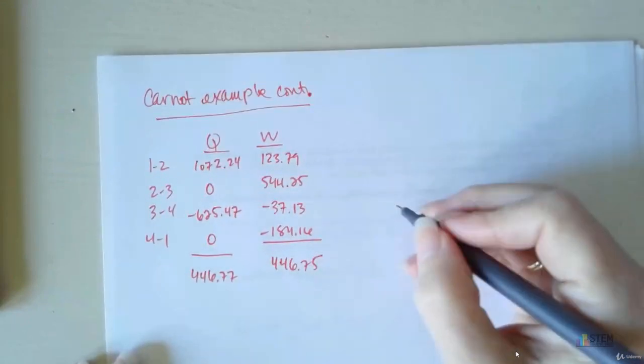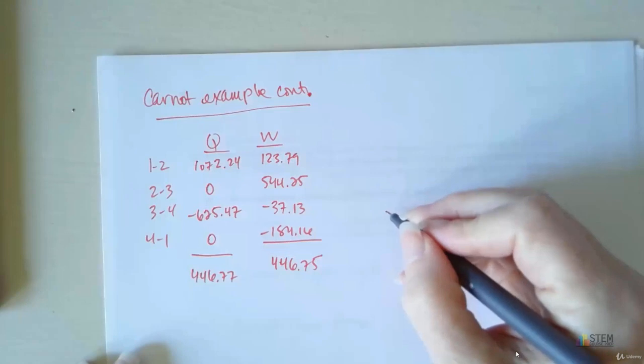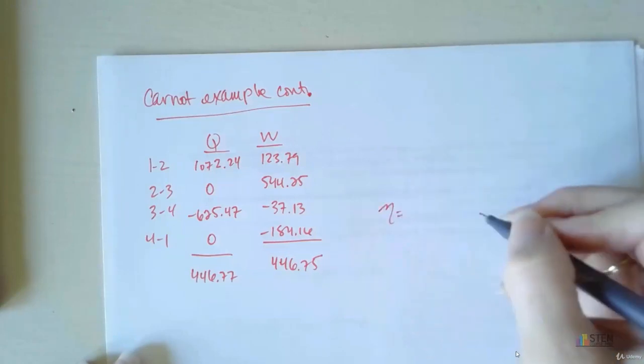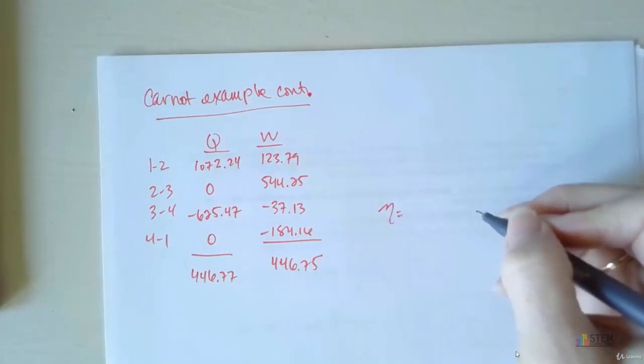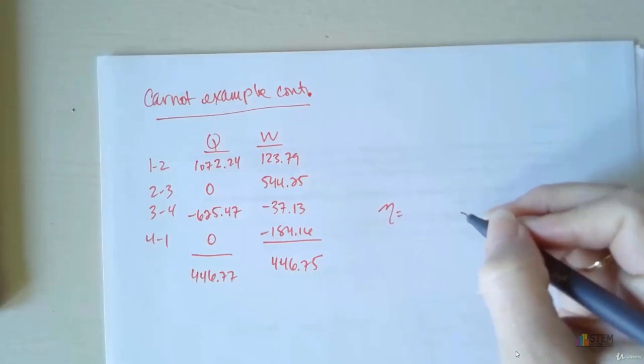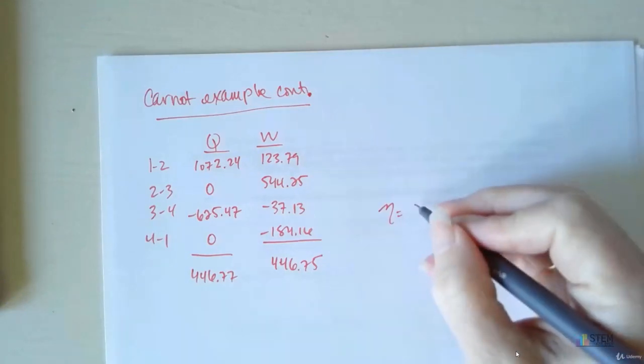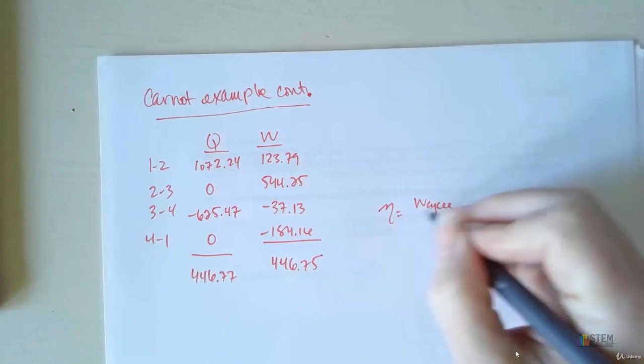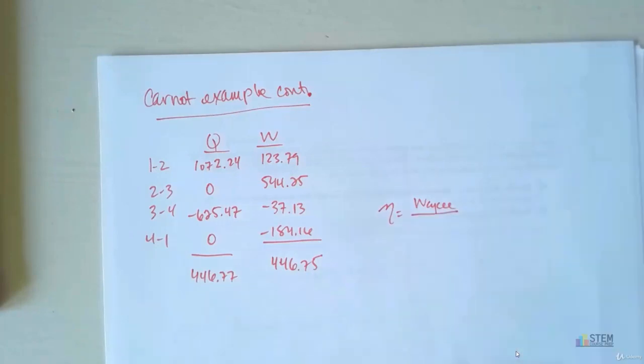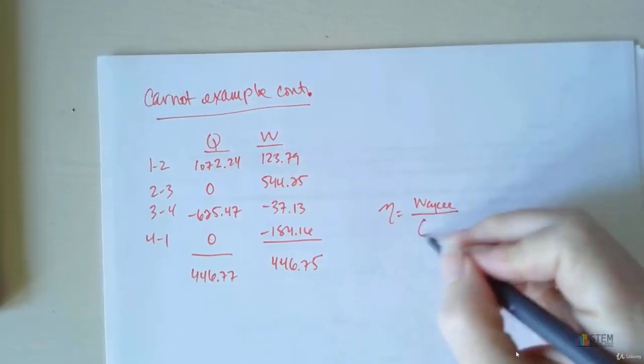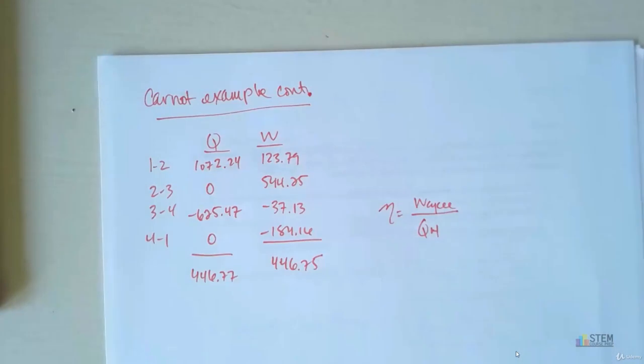Now for efficiency, we've got two ways we could do this. The first one, remember we have our eta equation. For this one, we will have the equation for the work of the cycle, and then we are going to put that over QH. Now remember QH, remember what that is.